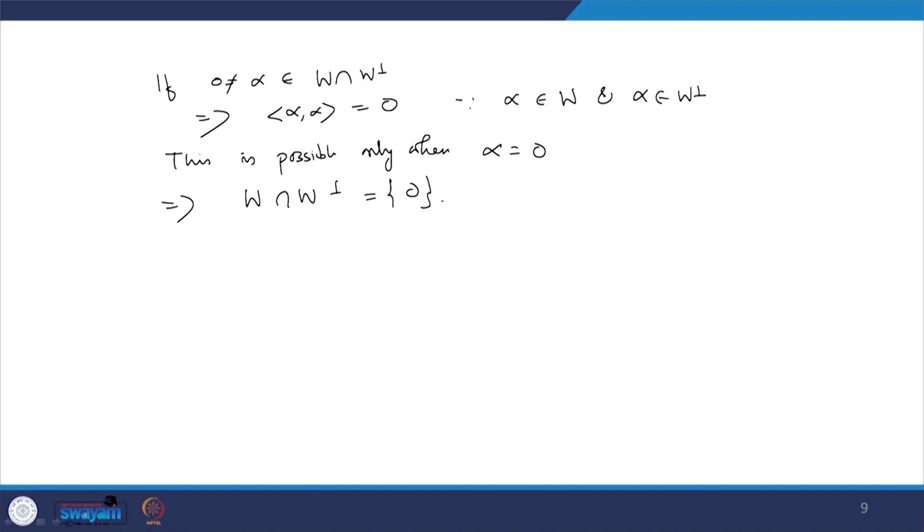So, now we have seen that if V is an inner product space and W is a finite dimensional subspace, then V can be written as the direct sum of W and its corresponding orthogonal complement. This gives a hint to one more interesting result, that is called Bessel's inequality. What is that?